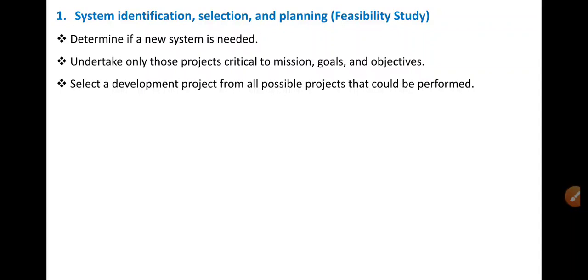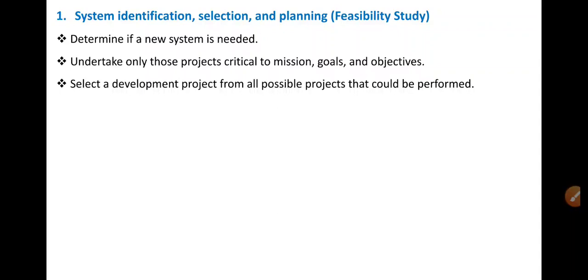In that, the specialist has to go through 3 tasks. Defining the problem by observation and interviews, and determining what information is needed, by whom, when it is needed, where it is required and why it is required. He has to think about all these things, and also suggest different alternative solutions, and finally prepare a short report. After preparing the short report, he should undertake only those projects which are critical to the mission, goals and objectives of the organization.